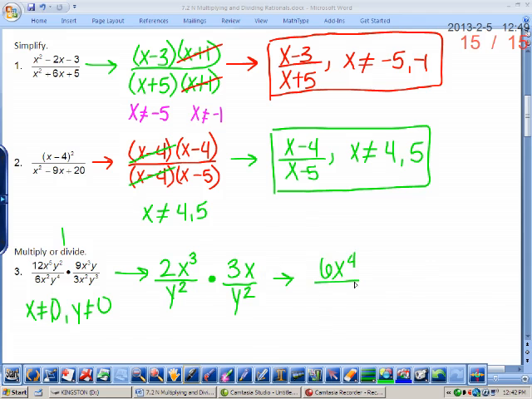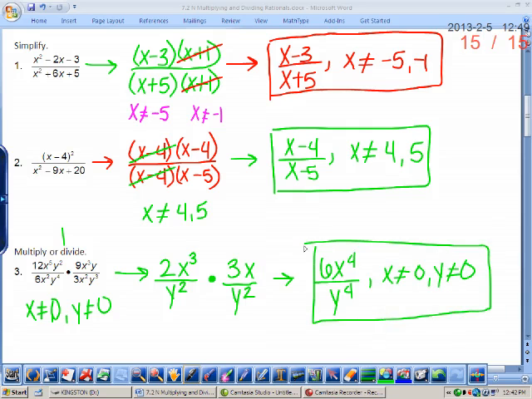Good. Over what's y squared times y squared? Good. For all variables except x and y equal to 0. Even though x is... yeah, because couldn't x be anything? In this situation? Okay.